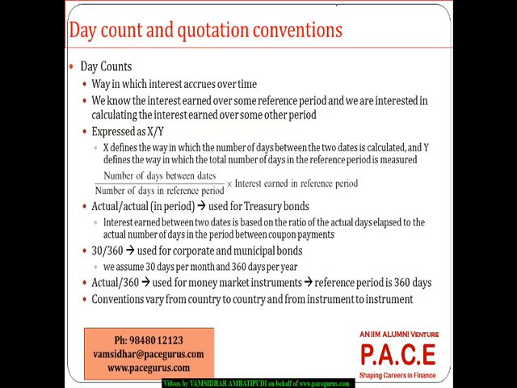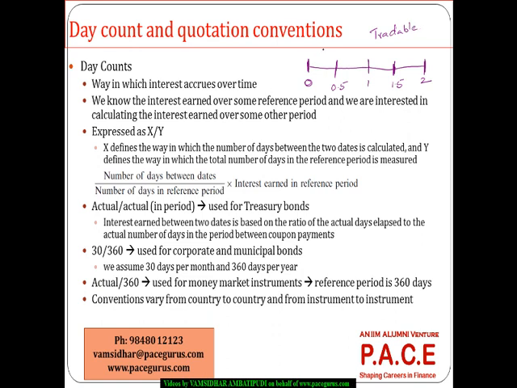So initially, starting off with the day count and the quotation convention. Generally, let's say we have got into a bond at time 0 and it's a 2-year bond. Now I know that after 6 months there is a coupon that would be paid. After 1 year there is a coupon that would be paid. After 1.5 years another coupon would be paid, and after 2 years the coupon along with the principal is paid on the maturity.